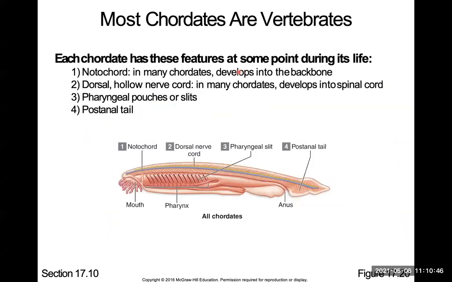So here are the 4 features that I need you guys to know. Notochord develops into the backbone. Dorsal hollow nerve cord becomes the spinal cord. And branchial slits or pharyngeal slits, they close up in us. In other animals, they might still be there. Post-anal tail. So this is the tailbone we're talking about in humans, and it extends past the anus.